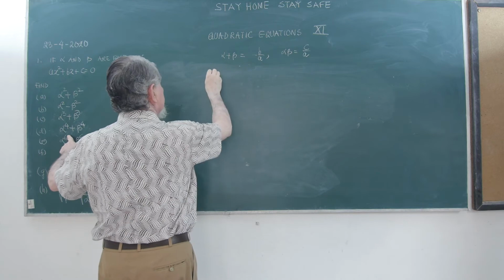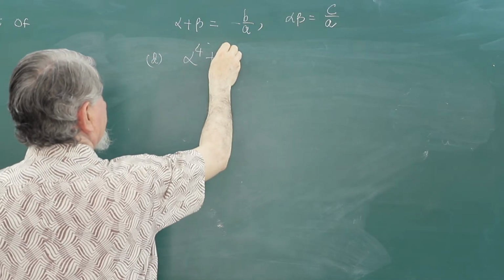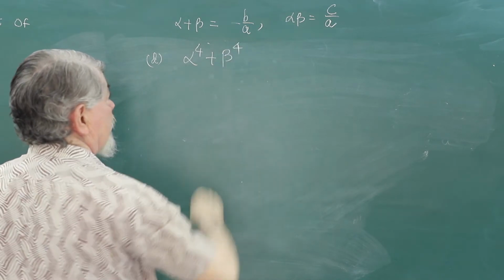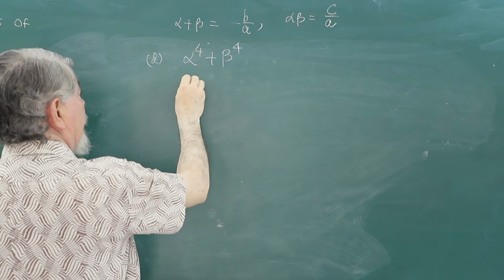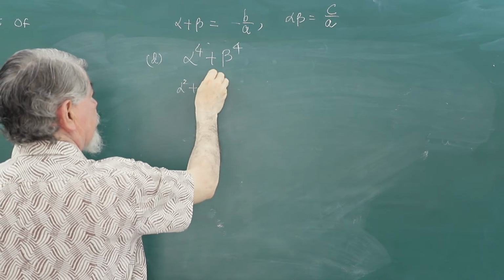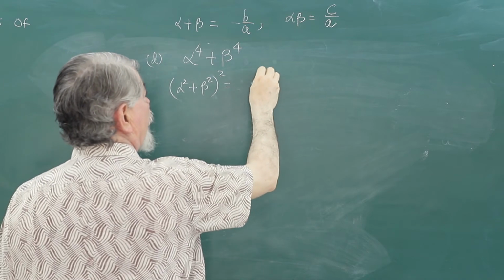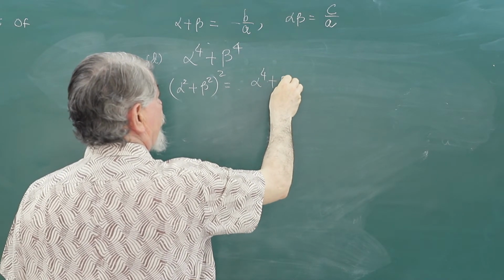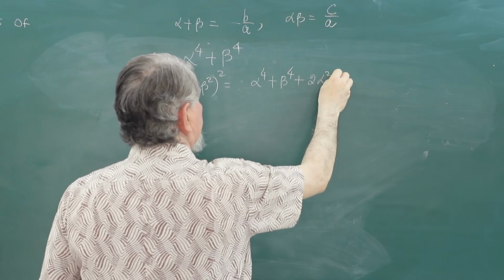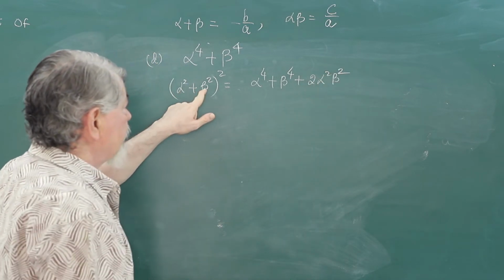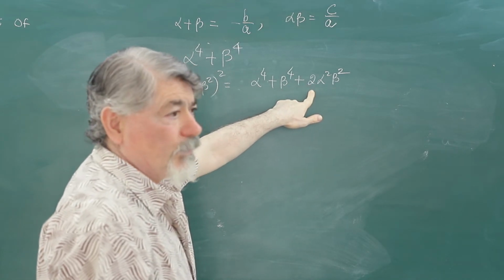D is alpha 4 plus beta 4. Again alpha 4 plus beta 4, I am going to use alpha square plus beta square whole square, which will be alpha 4 plus beta 4 plus 2 alpha square beta square.